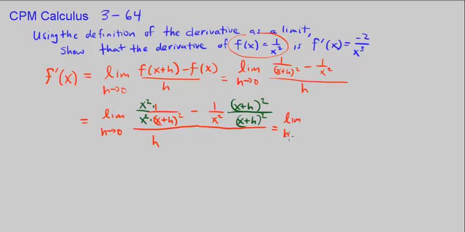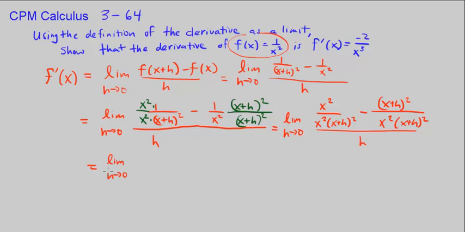Right? That's going to be the limit as h approaches 0. Don't forget to write this. Then we have x squared in the numerator here over x squared times x plus h squared, minus, in the numerator here, x plus h squared, over x squared times x plus h squared, all over h. Okay? So let's simplify that. Now we can combine the numerators because they have the common denominator. We still have the limit as h approaches 0. So we have x squared minus x plus h squared over x squared times x plus h squared, right?